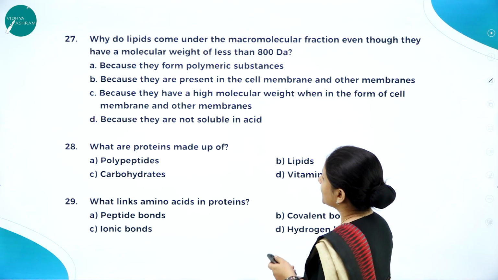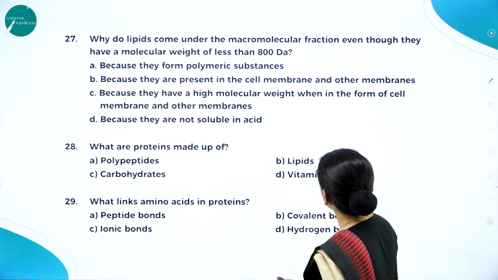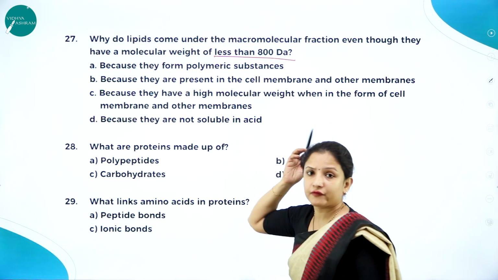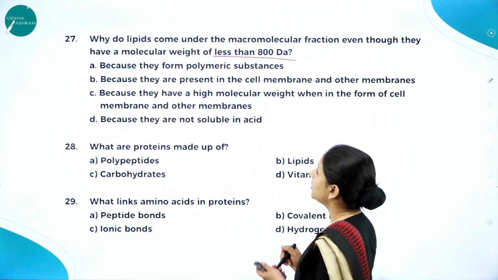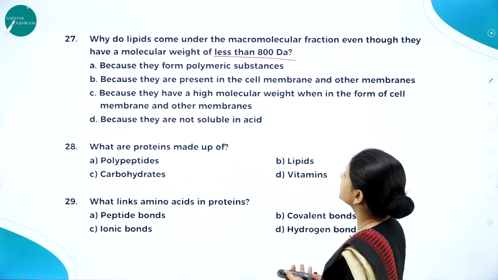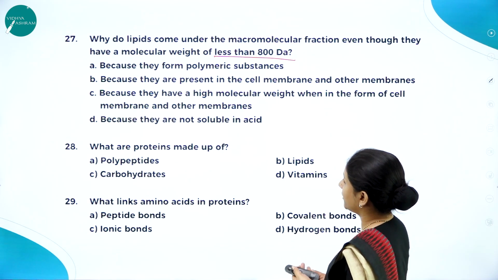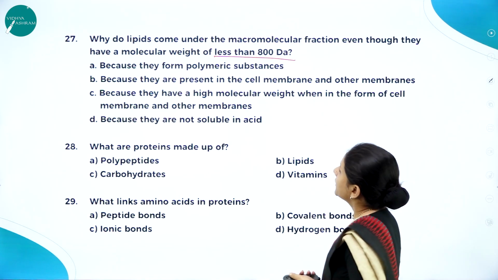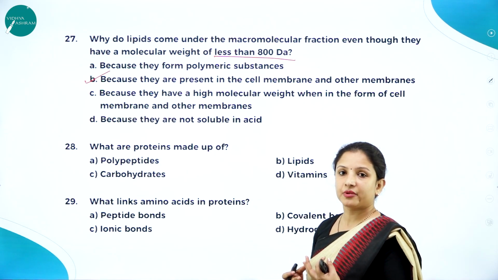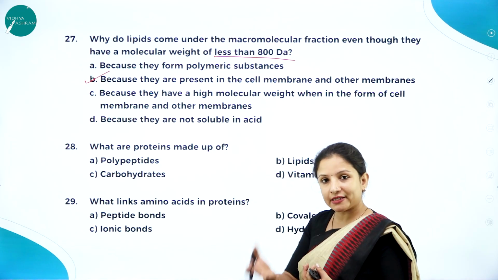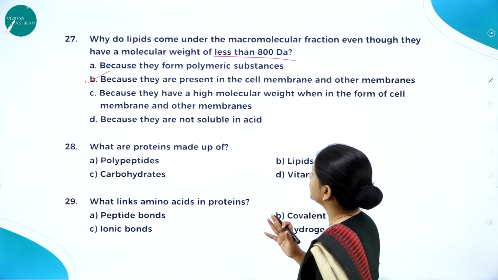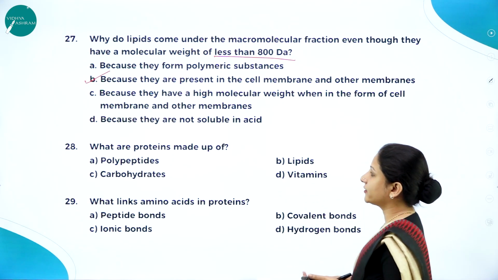Next question, why do lipids come under the macromolecular fraction even though they have a molecular weight less than 800 Dalton? This is one of the most important questions that keeps on coming. They form polymeric substances, because they are present in the cell membrane and other membranes, and they have a high molecular weight in the form of membrane, because they are not soluble in acid. They don't get detached from the cell membrane and don't mix with any compound so that they can come as the filtrate. Therefore, they remain in the acid insoluble fraction. So the option is B, because they are present in the cell membrane and other membranes.